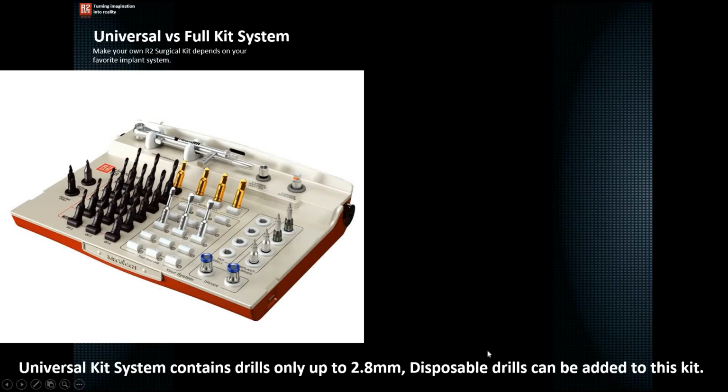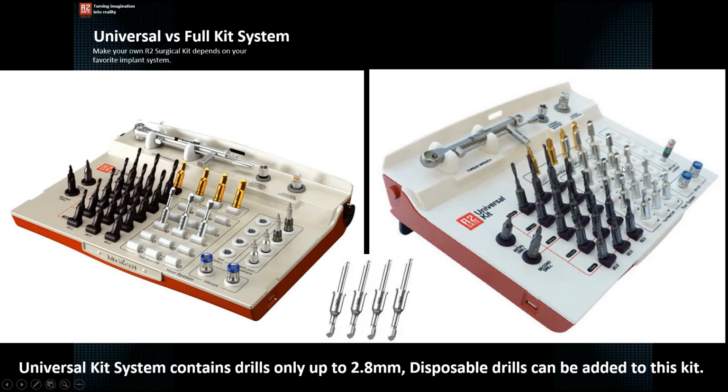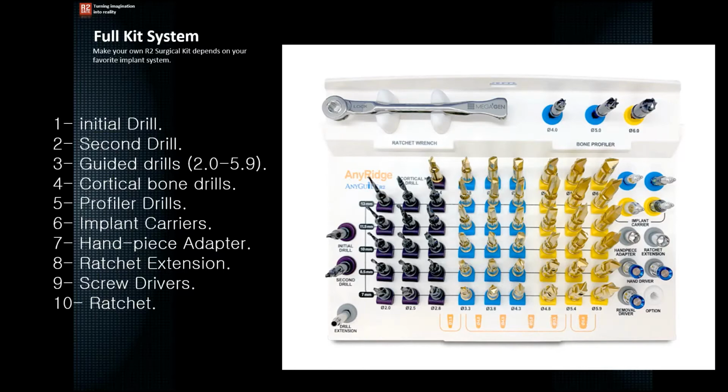For this kit, disposable drills can be added in order for you to complete the kit. When you add these disposable drills, you can eventually get your kit to look like this, and this is more a complete type of kit. The reason why we have this type of kit is because it's a cheaper solution than a full surgical kit. The other option is a full kit.